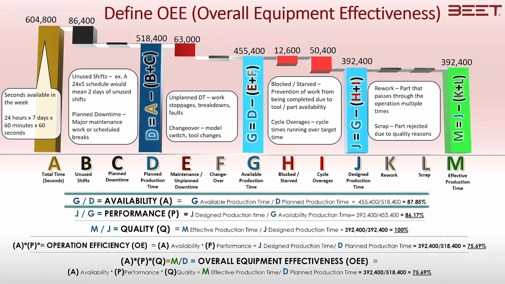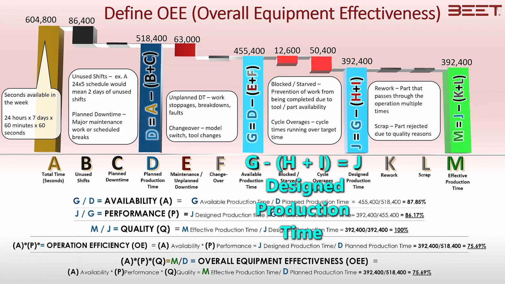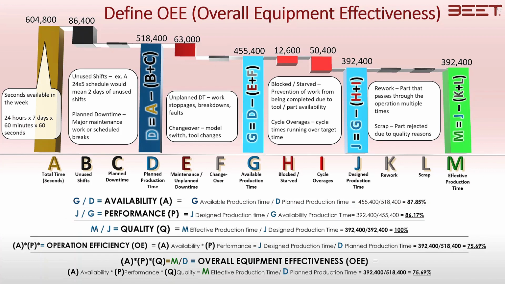When you are making parts, the machine can be idle for different reasons. Blocked and starved are idle times caused by the next operation not ready to receive parts, and the previous operation not feeding parts. These times are captured in the H column. Most machine cycles will not run at the design cycle time. This overcycle time is captured in I. By subtracting H and I from G, we get J, which represents design production time. The ratio between design production time and available production time is performance, the second of three components of OEE.